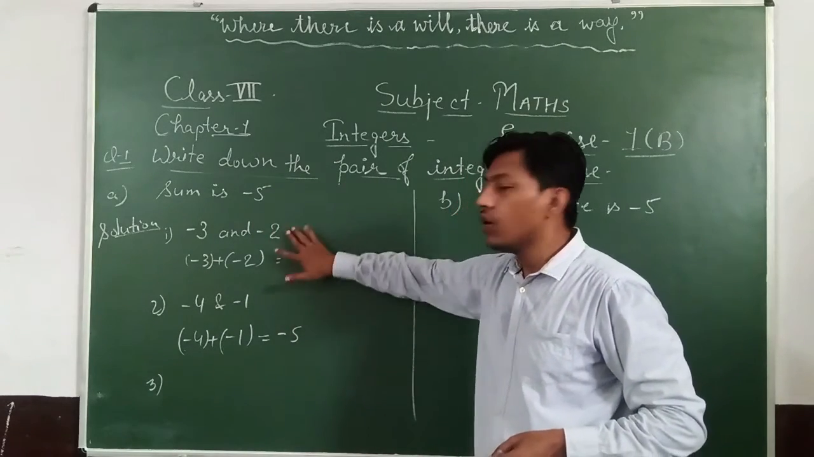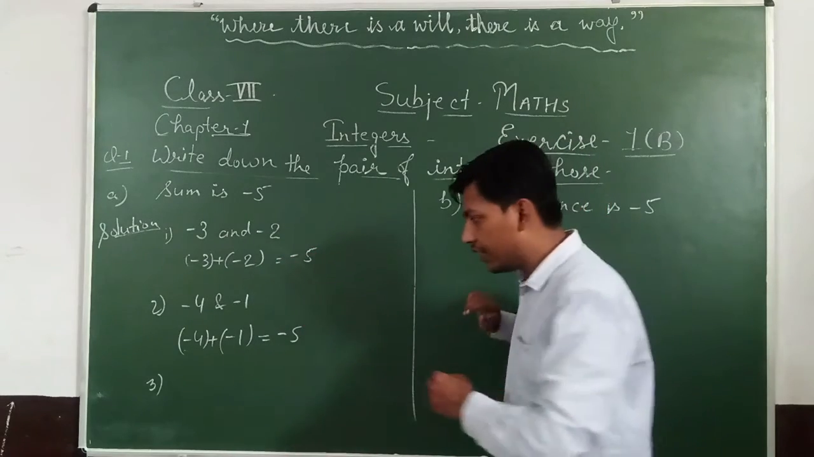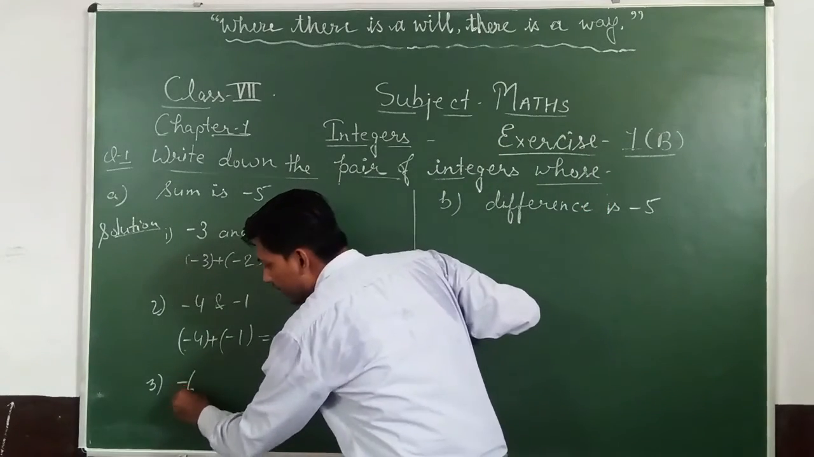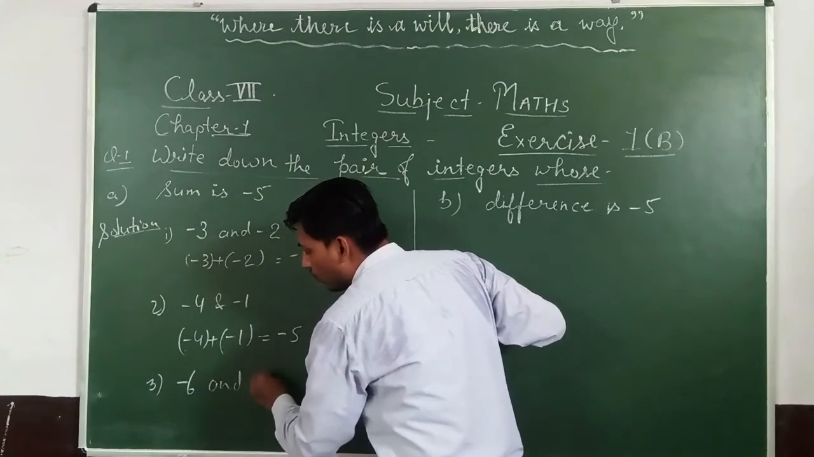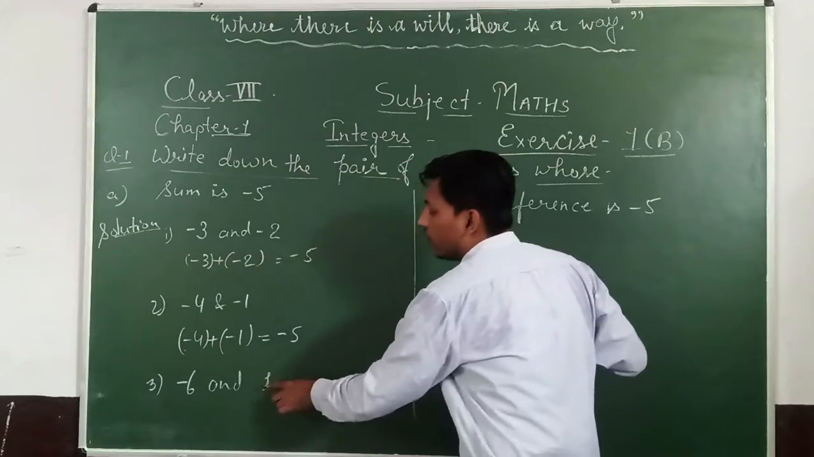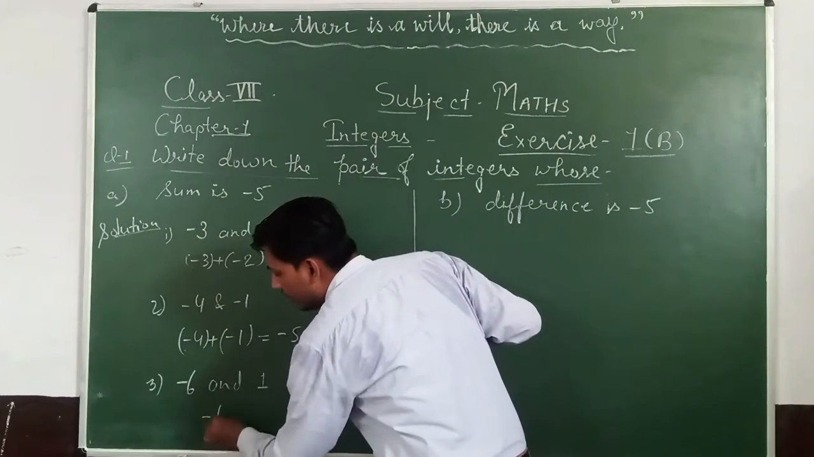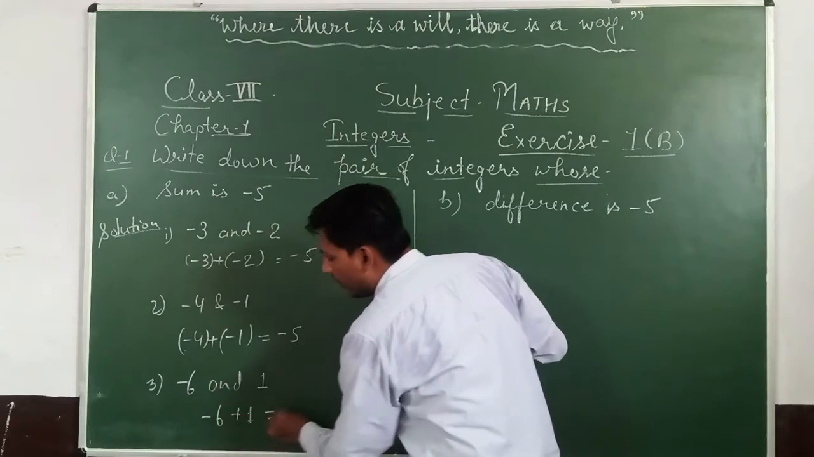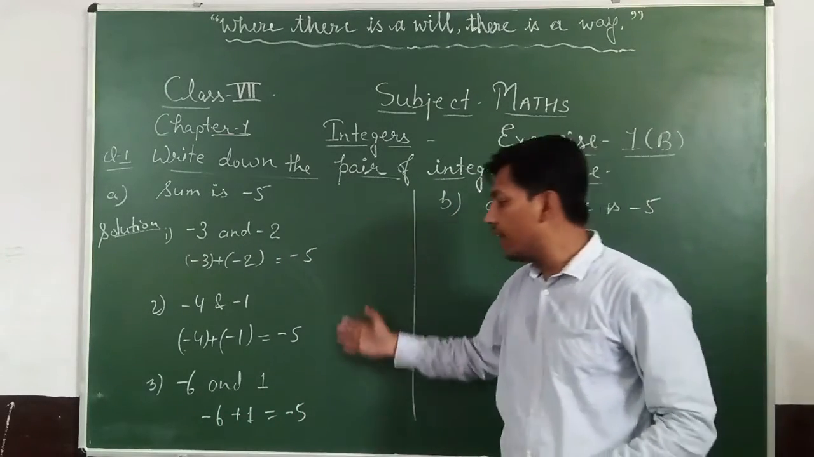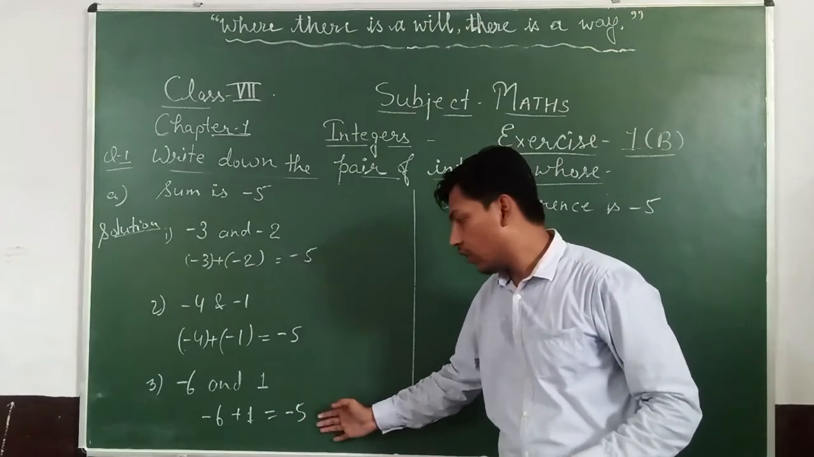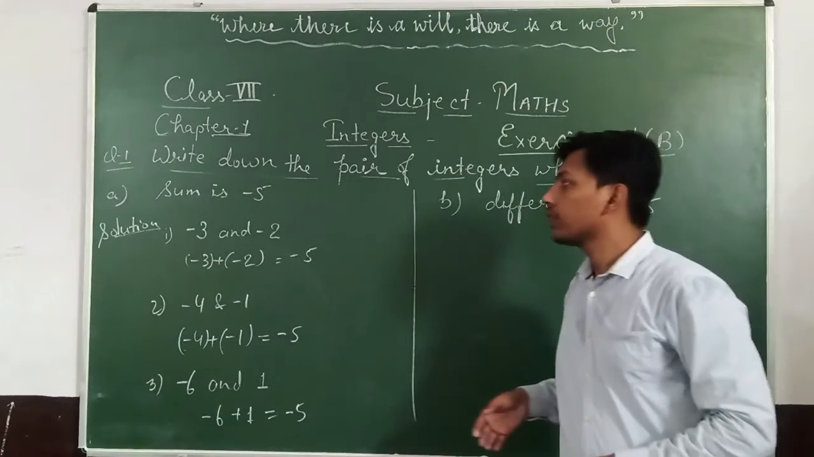Here we took both negative integers. Now one negative integer with one positive integer. Minus 6 and plus 1, or simply 1. So when we add minus 6 plus 1, we will again get minus 5. So this statement has many solutions and it can have more.